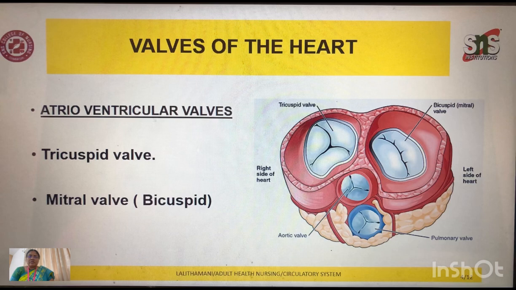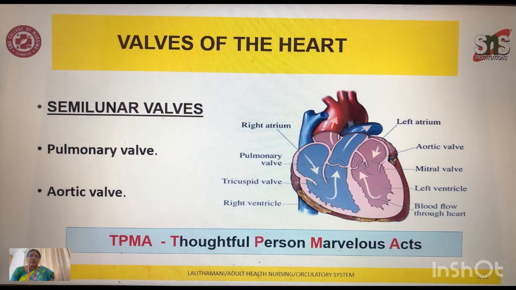So the atrioventricular valves that separate the right atrium and right ventricle will be tricuspid valve, and the left atrium and the left ventricle will be mitral valve or bicuspid valve. So these are the two atrioventricular valves that are being involved in the right and left, upper and lower part of the heart chambers. So when we want to learn about this particular thing, we need to learn about the other two valves which are being involved in this.